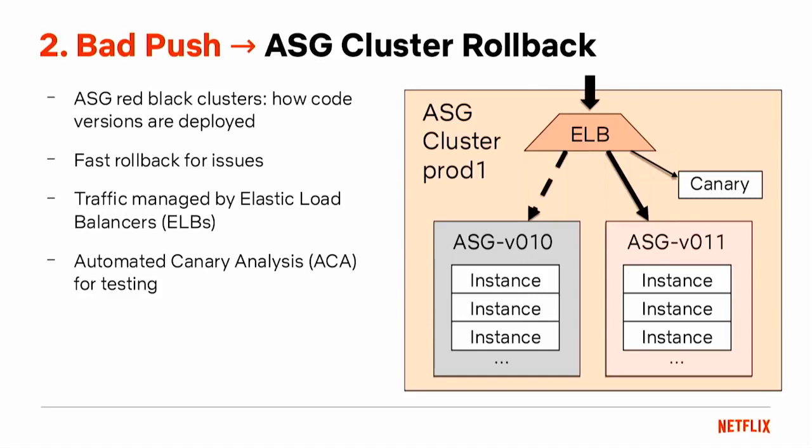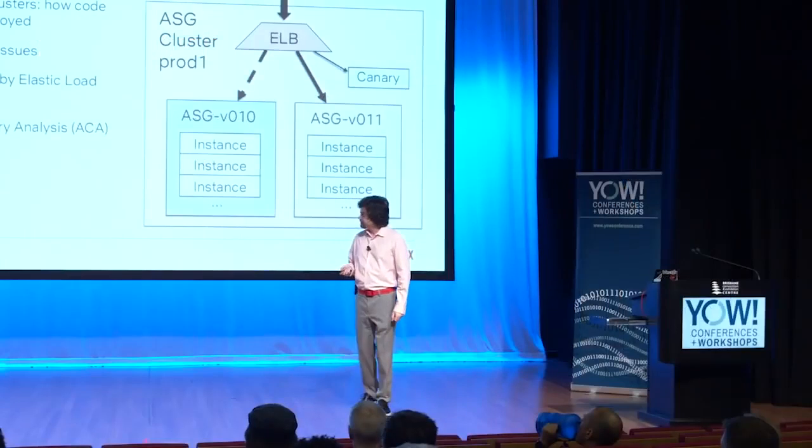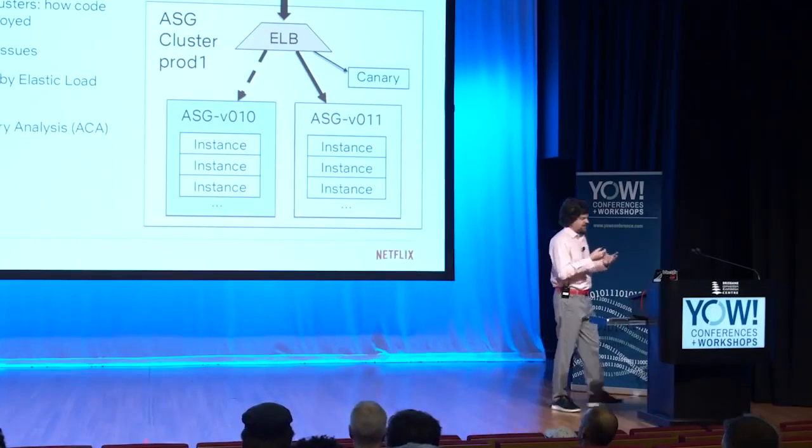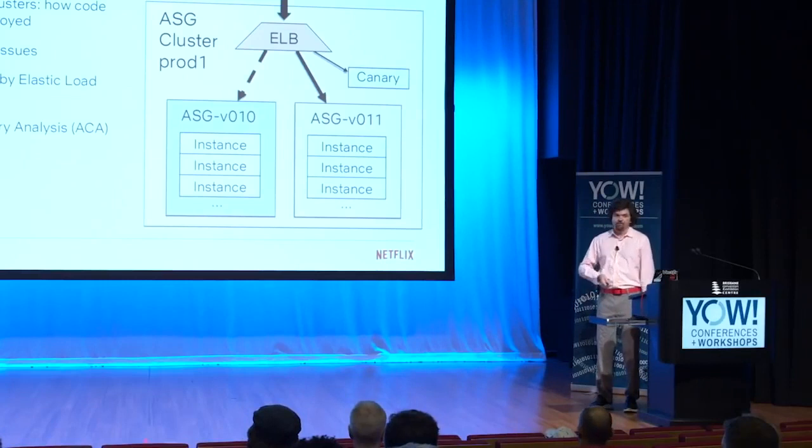Those instances are still there, they're warm, Java's still running, the heap is allocated. But if things look okay, they can keep moving the traffic over and then eventually shut down the old ASG. We can also use canaries and automated canary analysis to create a single instance and then see how that performs.